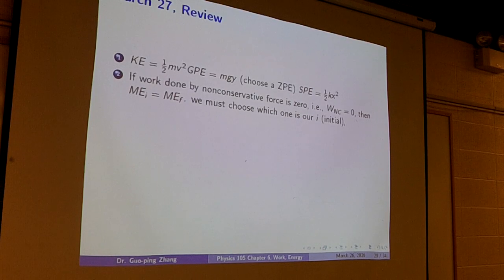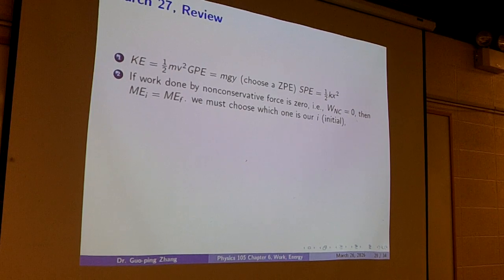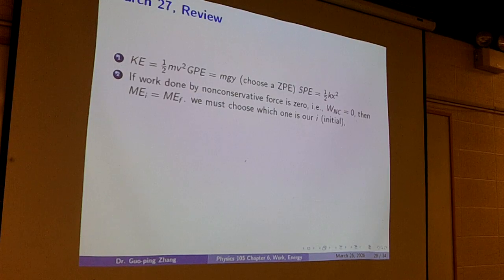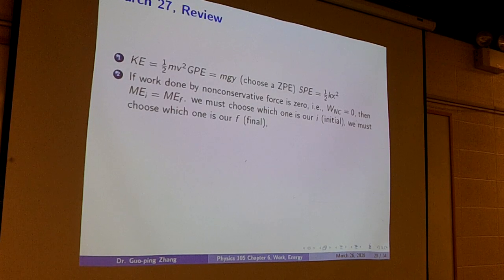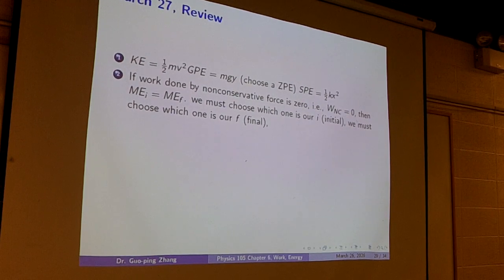Again, we must choose which one is our initial and which one is our final. This is very important. You're going to see me show you how this problem can be solved. You need to identify which one is the initial, and the second one, which one is your final. You must tell me where is your initial and where is your final. Otherwise, you won't be able to solve this problem. So this is a recipe.